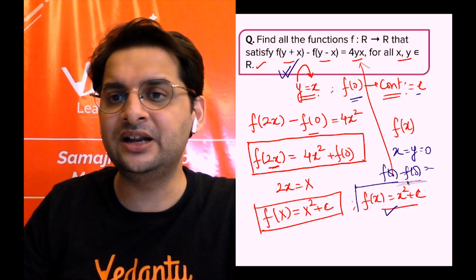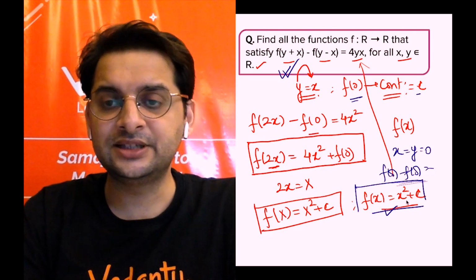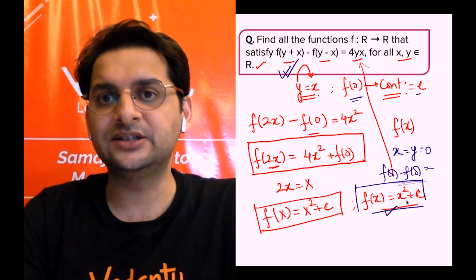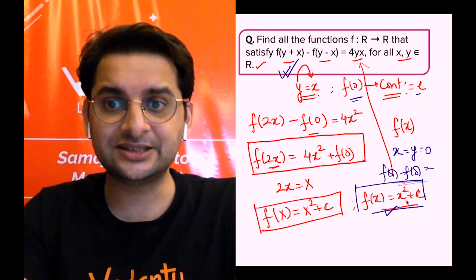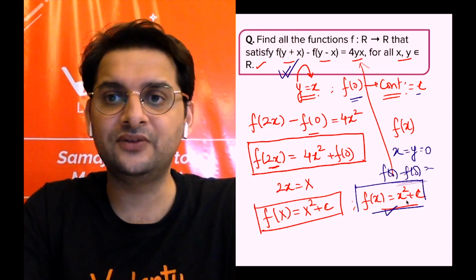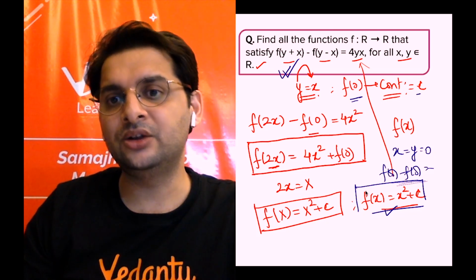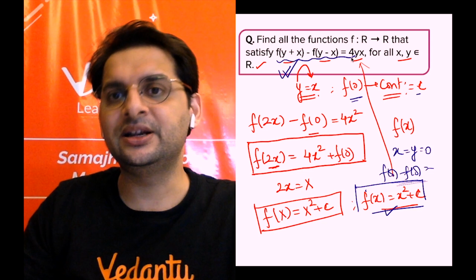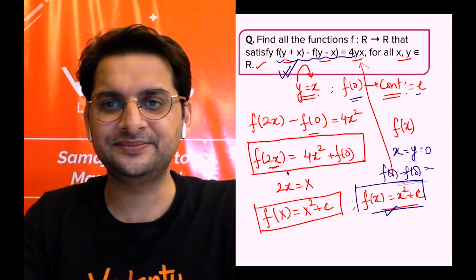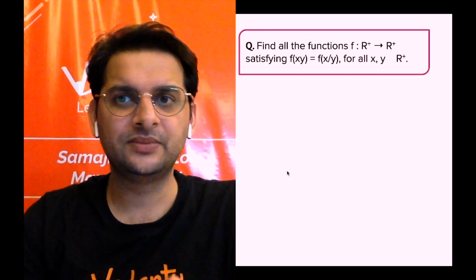So you can write the final answer as this only, right? So this was a basic question of functional equation. We were trying to reduce the function to the standard form out of these functional equations, right? Now you can also verify this. If you put f of x as x square plus c in this, you'll get LHS equal to RHS. All right, moving on to the next question now.